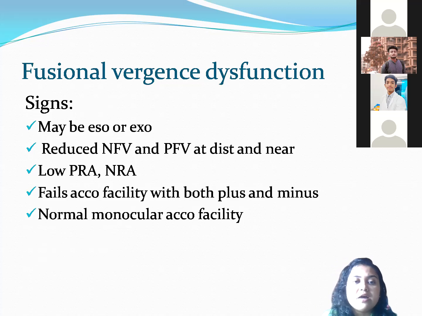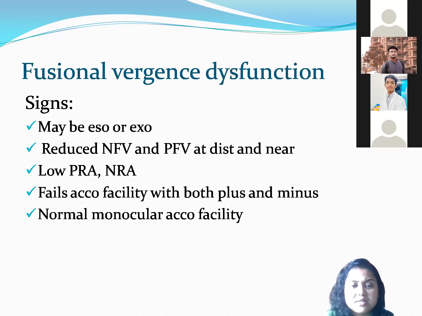When we check the accommodation uniocularly, it is a very rare case actually, maybe 1 in 50 or 1 in 100 cases we will get a fusional divergence dysfunction. When we are checking the accommodation monocularly, the accommodation is normal.